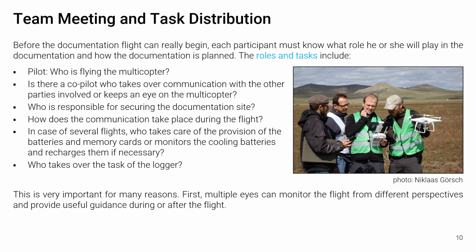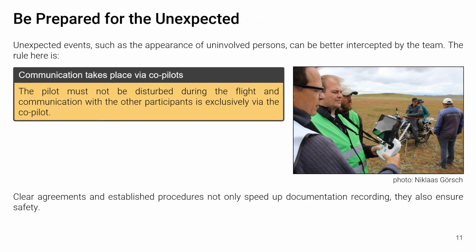First, multiple eyes can monitor the flight from different perspectives and provide useful guidance during or after the flight. On the other hand, unexpected events, such as the appearance of uninvolved persons, can be better intercepted by the team. The rule here is, the pilot must not be disturbed during the flight, and communication with the other participants is exclusively via the co-pilot. Clear agreements and established procedures not only speed up documentation recording, they also ensure safety.